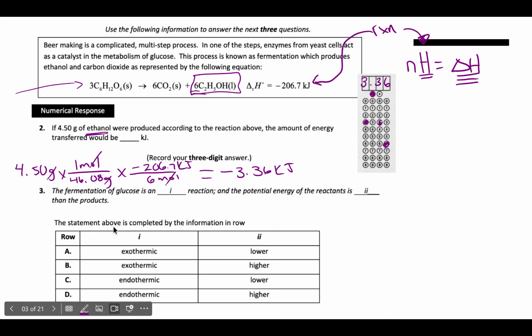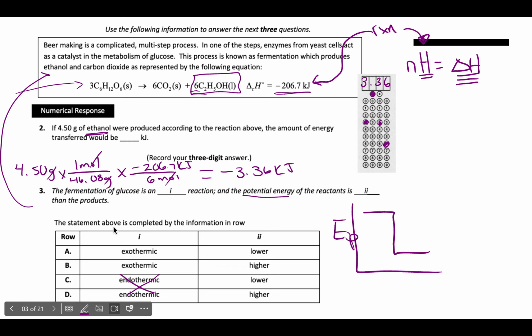Now the next part, talking about the fermentation of glucose, which is what this reaction is referring to. Talking about this one, because you have a negative value, we know it's an exothermic reaction, so you can rule out C and D. And then if it's exothermic, the potential energy diagrams would look like this, where reactants would have more potential energy than the products because it's higher than your products. So when we're looking at it, because it's asking about the reactants are higher. So this one, your answer would be B.